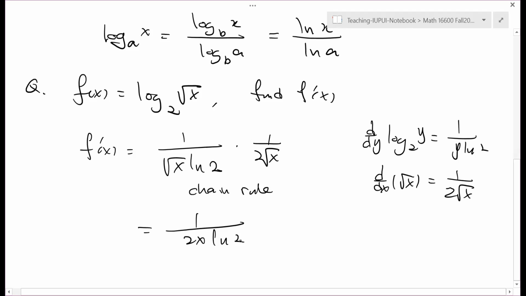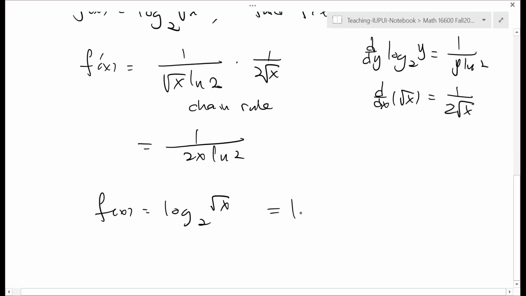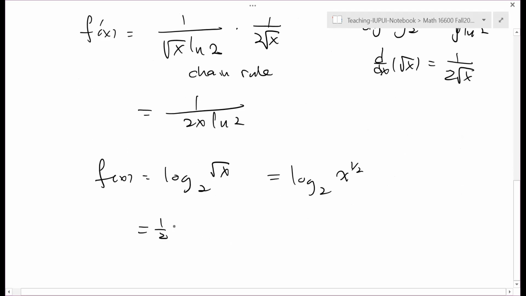So I'm going to suggest another method: simplify the function first before you take the derivative. I really don't like square root of x, that makes it complicated. So what I'm going to do is use a formula: square root of x is x to the 1/2.